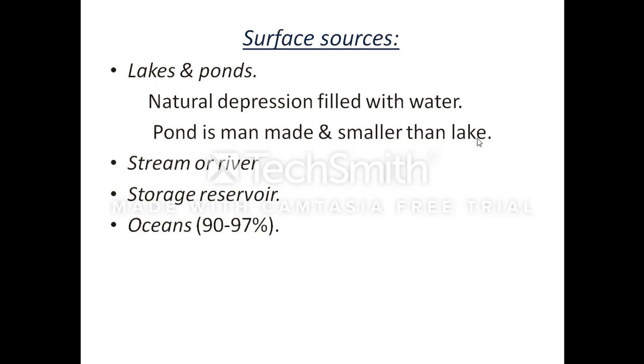And the oceans contain about 90 to 97% of total quantity of water on Earth. But the problem is that the water from ocean is salty and it can't be used as such for water supply system. So the ocean water is first desalinated, that is the salt is removed. Now how it is done you will study in the next chapter in the purification processes.